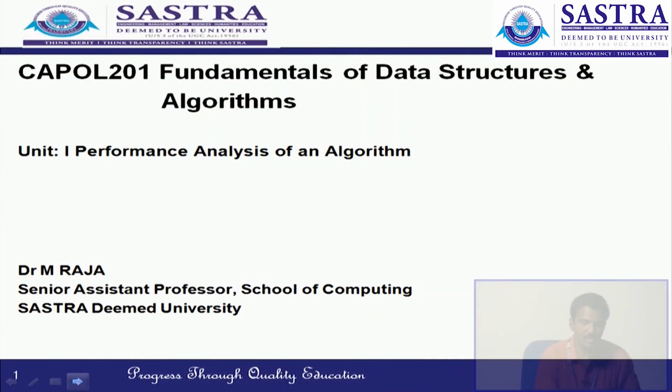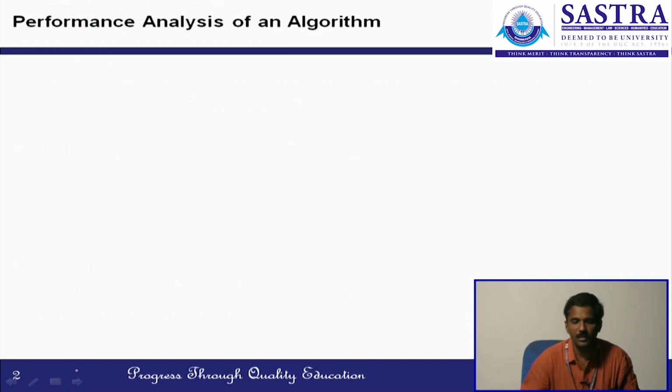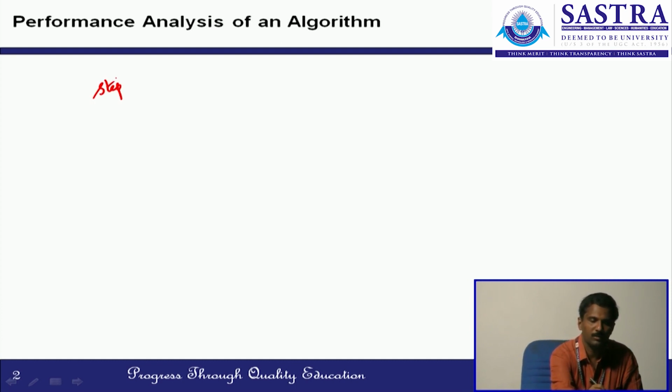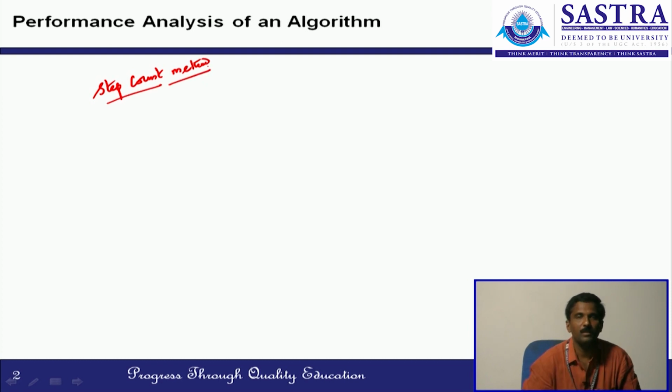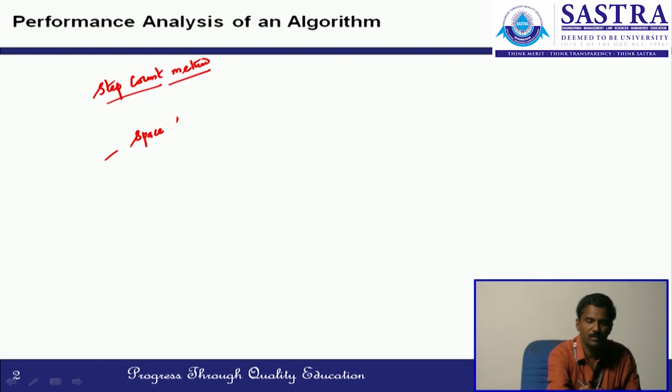Performance analysis of an algorithm. In the last session we have discussed the performance analysis of an algorithm using step count method. The performance analysis of an algorithm is defined into two categories. One is the space complexity, second one is the time complexity.